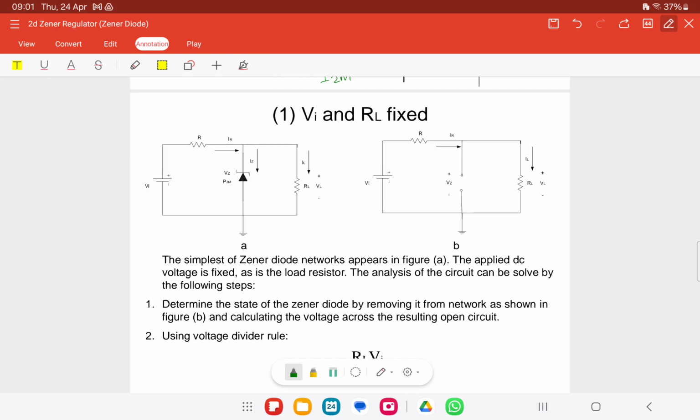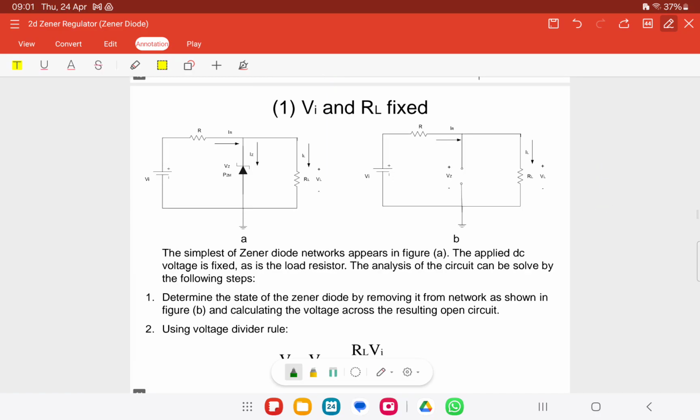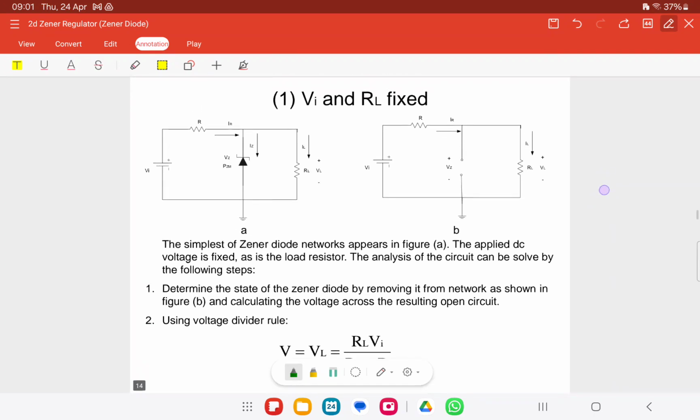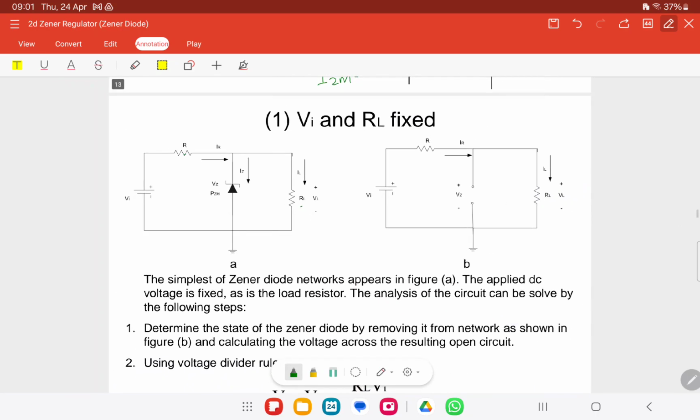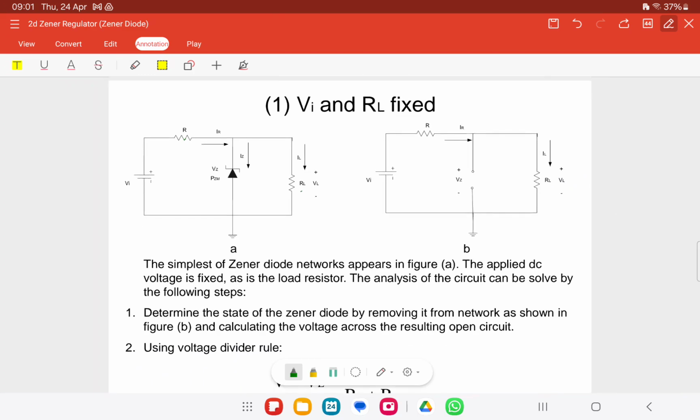Okay, first we go for fixed supply and resistor. So this one, normally the circuit is just like this. It will not have complicated circuits. This is the supply. We have the supply, we have the R, we have the Zener diode, we have the RL. So first thing, for the first condition, we need to determine whether the diode is on or off, because we will have two values. We have the value of VZ, we also will have the value of VL. First thing is, we need to determine whether the diode is on or off.